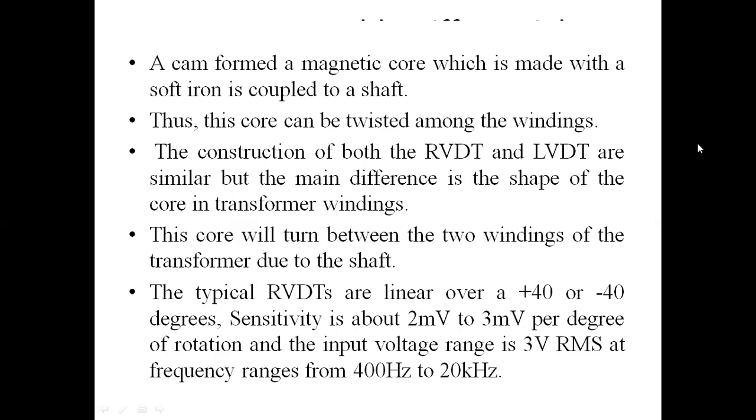The construction of both RVDT and LVDT is similar, but the main difference is only the shape of the core in the transformer winding. This core will turn between the two windings of the transformer due to the shaft. The typical RVDTs are linear over plus or minus 40 degrees. Sensitivity is about 2 millivolts to 3 millivolts per degree of rotation, and the input voltage is around 3 volts RMS, with frequency ranging from 400 Hz to 20 kHz.